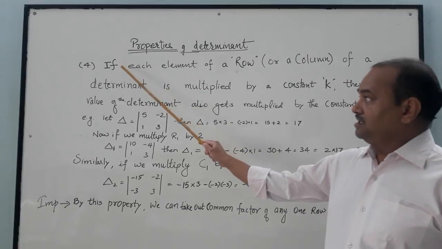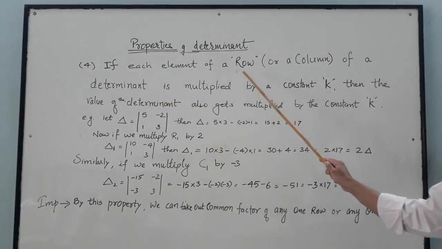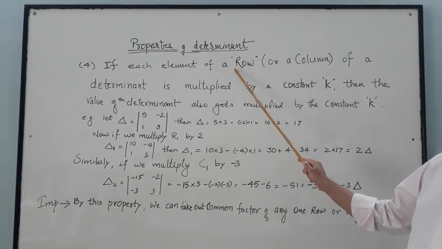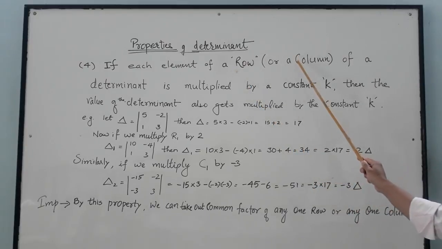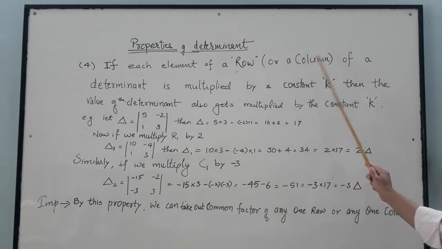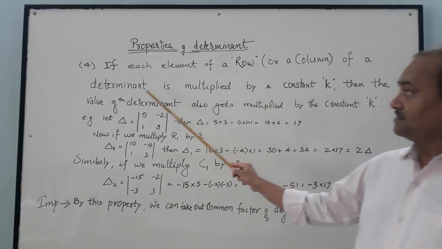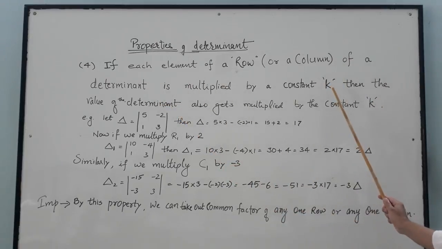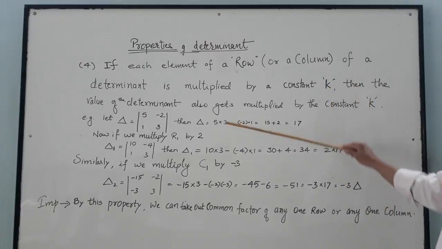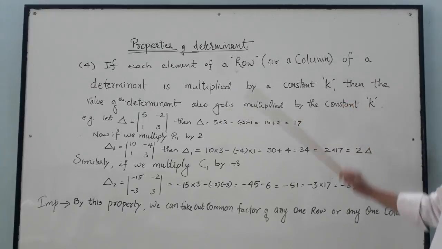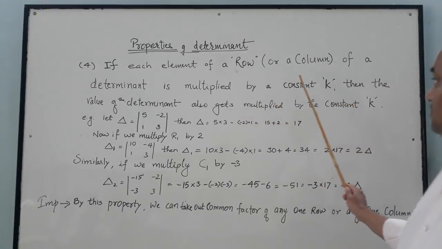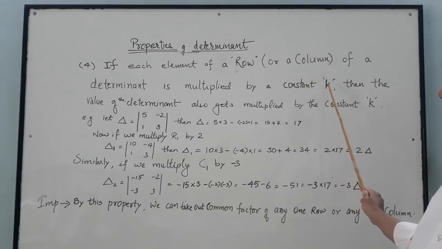Once again, if we multiply each element of any row or column, then the value of the determinant is also multiplied by that constant. Value of the determinant will be that many times as the constant is.